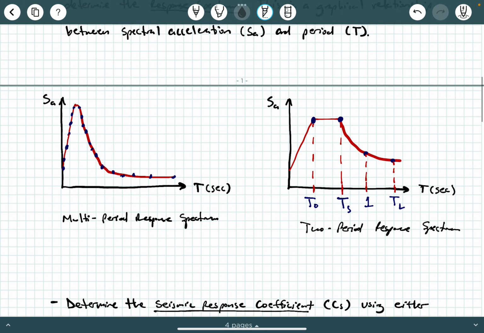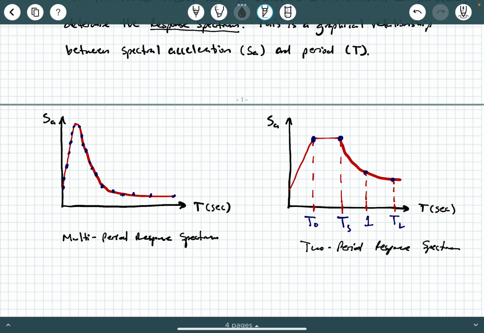Let's talk about some of these values, T naught and TS, that are affiliated with a 2-period response spectrum, just so we have them, okay? T naught is going to be equal to 0.2 SD1 over SDS, okay? And TS is just SD1 over SDS. And remember, we defined SD1 and SDS in a previous video, okay?